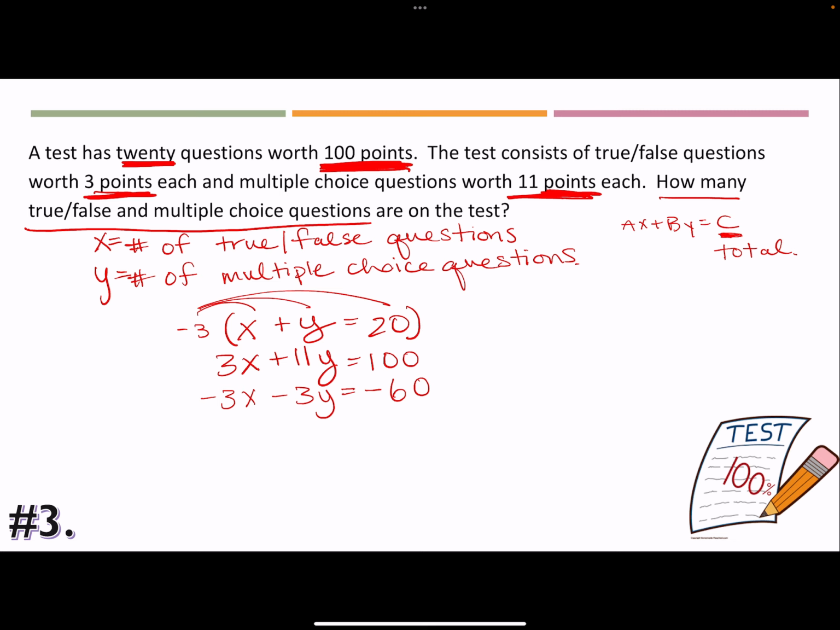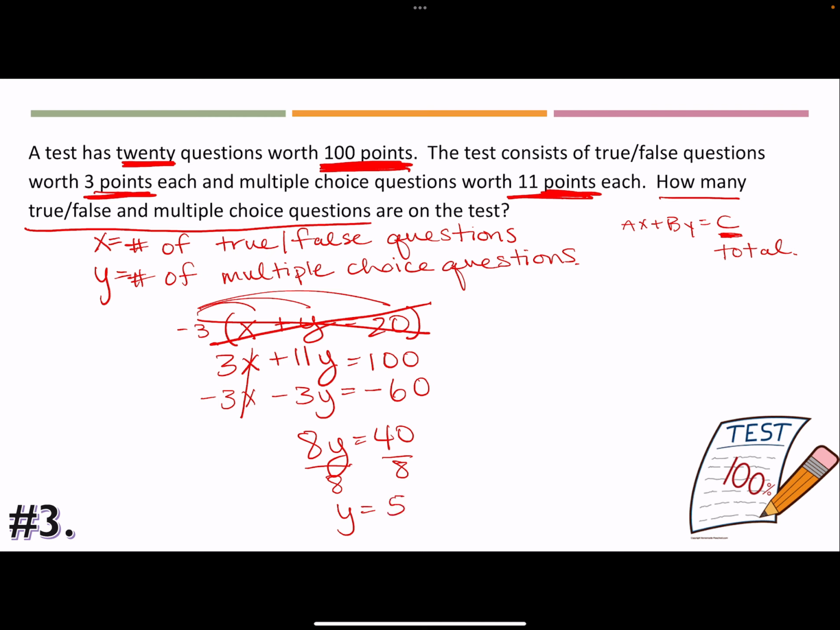right? And so now I multiplied through that equation, so I'm kind of done with that equation. I don't need it. And now I'm going to add my two equations together. So 3x minus 3x cancels out. 11y minus 3y is 8y. And 100 minus 60 is 40. And then I'm going to solve for y by dividing by 8. And y is equal to 5.